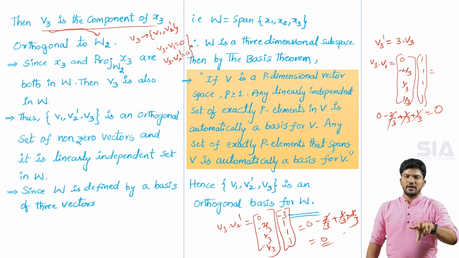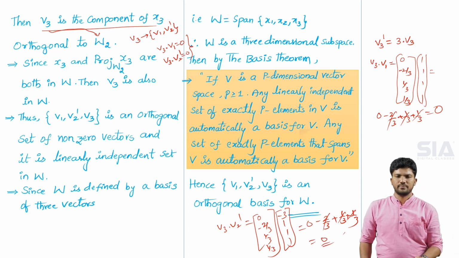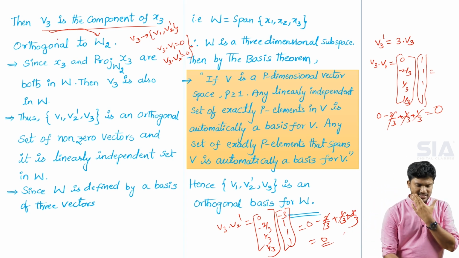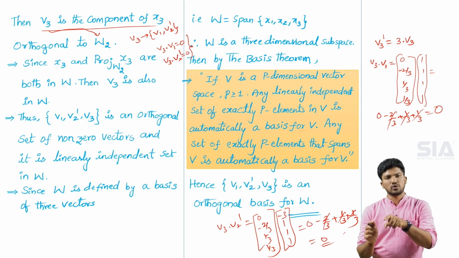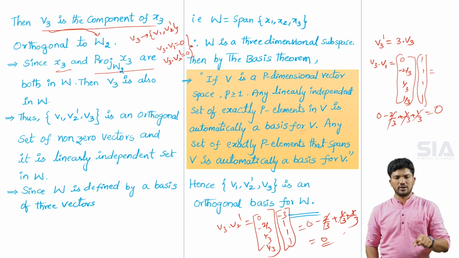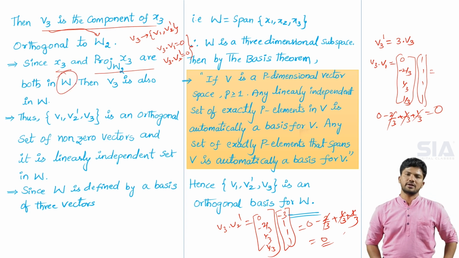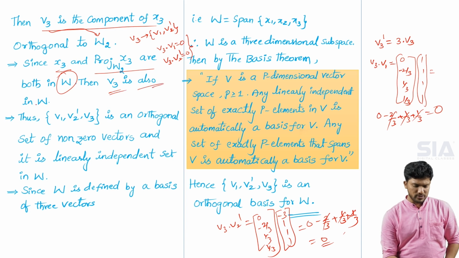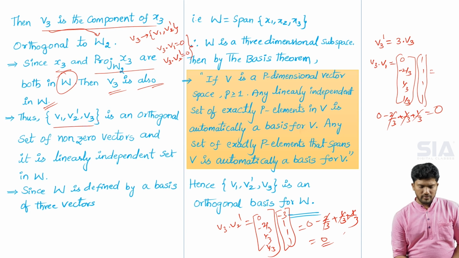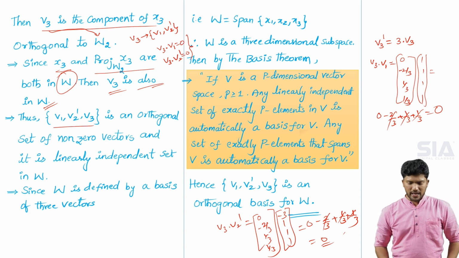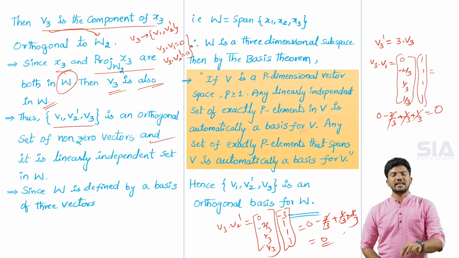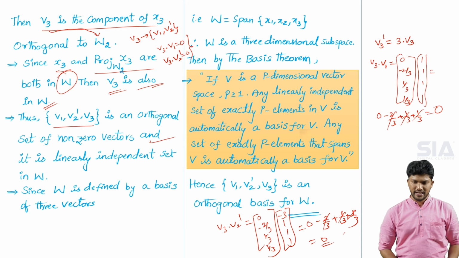And if you take the product of any two different vectors in that set, the resultant value will be equal to 0. So clearly v suffix 3 is a component of x suffix 3 and it is orthogonal to W2. Since x suffix 3 and the projection of x suffix 3 onto W2 are both in capital W only, v suffix 3 is also in capital W. Therefore v1, v2 dash, v3 is an orthogonal set of non-zero vectors and it is a linearly independent set.